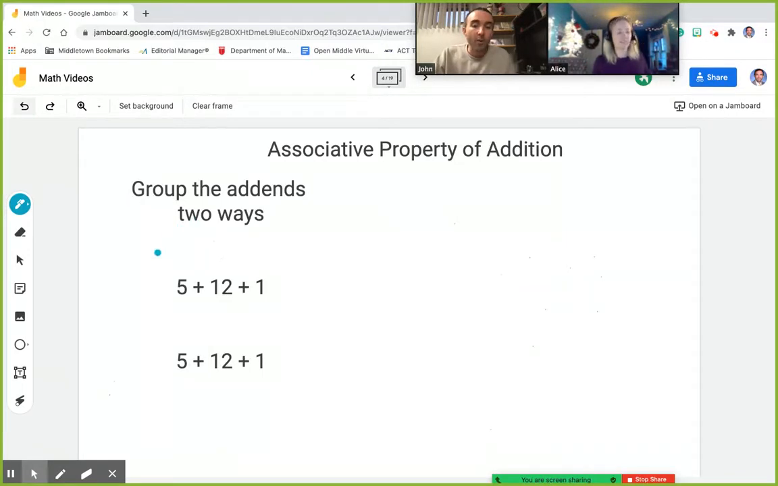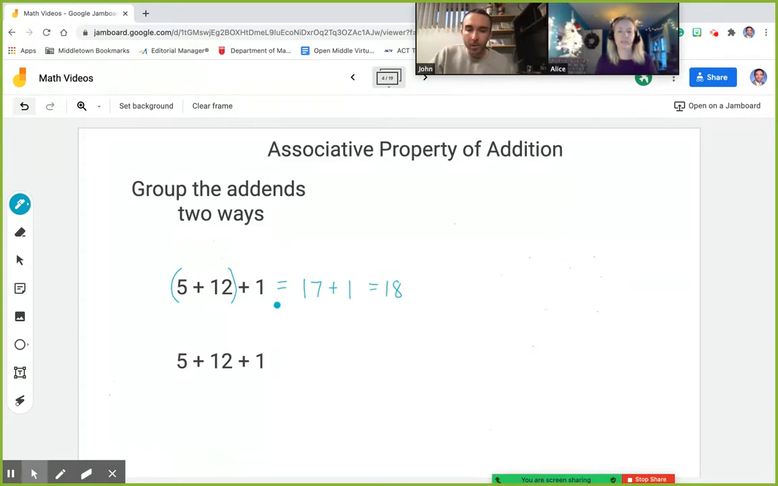So for example, if we have the problem 5 plus 12 plus 1, we can choose how we want to divide this task up so that it's easier for the student. And we call them addends, like 5 plus 12 is an addend, or 12 plus 1 is an addend. And we have two different ways we can do that. So if a student finds 5 plus 12 to be something very doable or convenient, the student can add that up together first to get 17, then add the 1 to get 18.